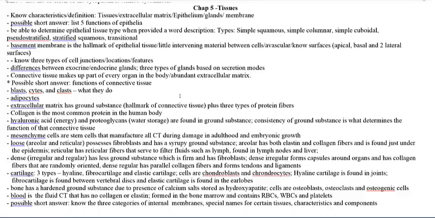Ground substance will also have hyaluronic acid for energy, also proteoglycans that determine the water consistency of the ground substance. And consistency of ground substance can range from fairly semi-fluid to very hard. Types of cells that produce all connective tissue, whether you're an adult or a growing embryo, are the mesenchyme cells. So then we got to the various types of connective tissue.